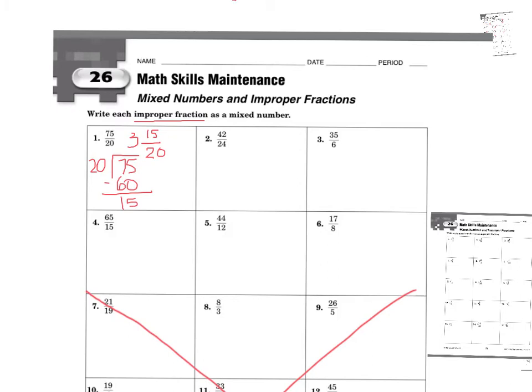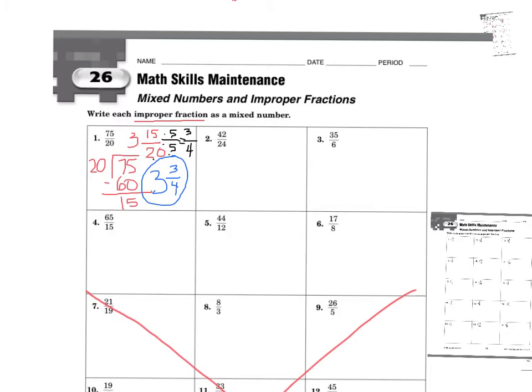Now the next thing you have to do is simplify that. 15 and 20 have a common factor. If you look at the T-chart for 15 and the T-chart for 20, you see that they have a common factor of 5. So we're going to simplify that by 5, and that makes 15 divided by 5 is 3, and 20 divided by 5 is 4. So our answer altogether is 3 and 3/4. You'll need to recognize fractions that need to be simplified.